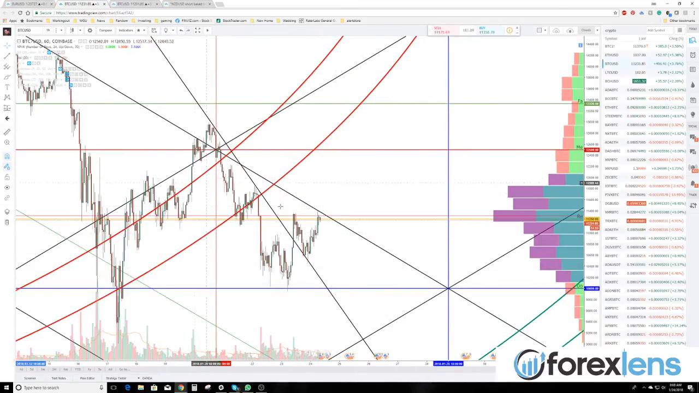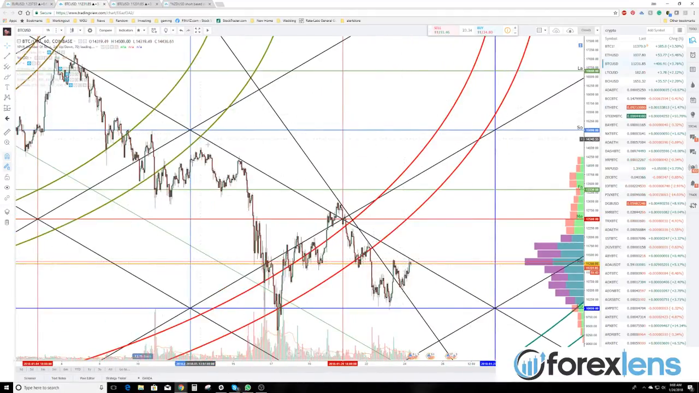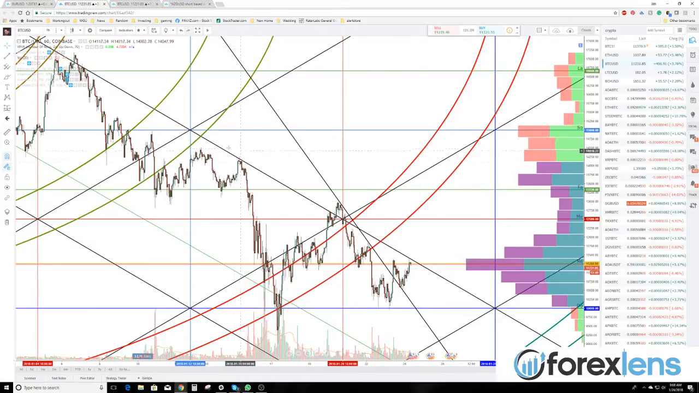But if we can break through this angle, that's very bullish. But we notice that we keep getting sold off at every area we get on this channel. We just keep getting some selling pressure. We want that to stop. We really want that to reverse, because right now it's just continuing its downtrend.